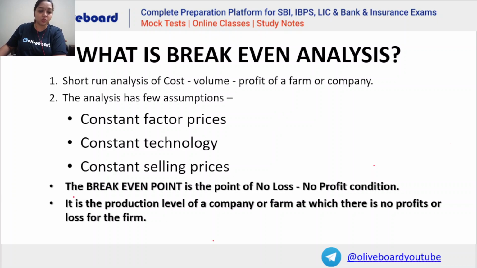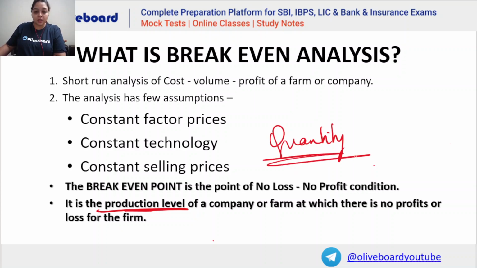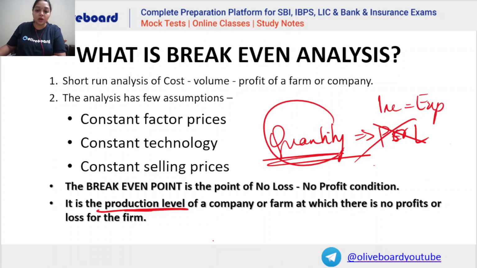Again, one more thing I would like to clarify here: it is a production level, right? Production level means some amount of quantity. It is a quantity calculation. The break-even point is a quantity calculation where profit or loss does not exist, or income is equal to expenditure. So we are talking about some quantity of goods or service that is provided. This you should keep in mind.